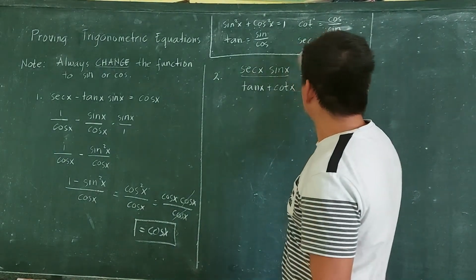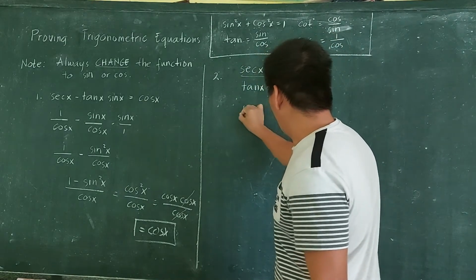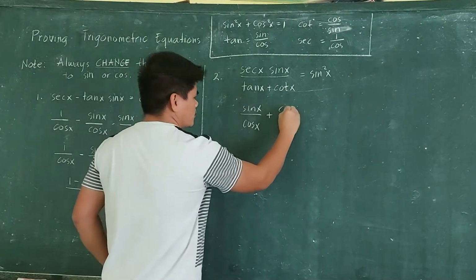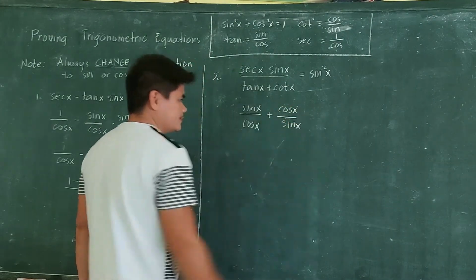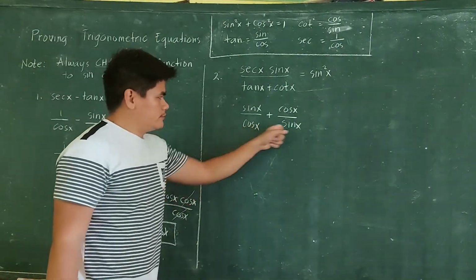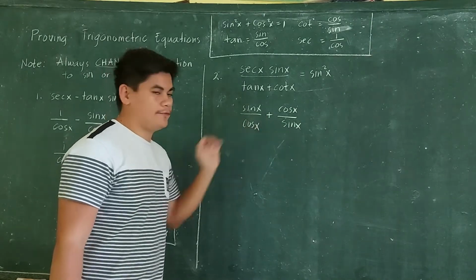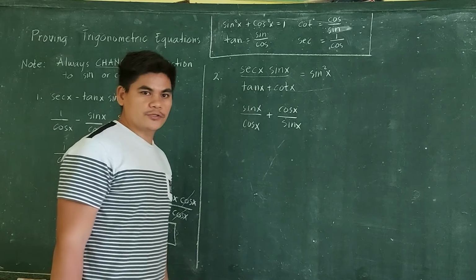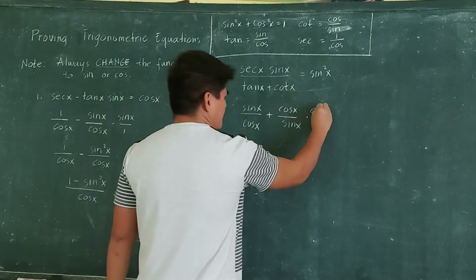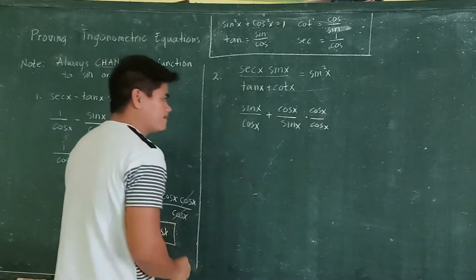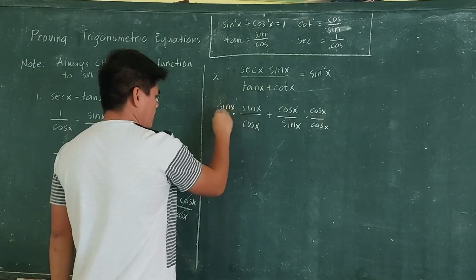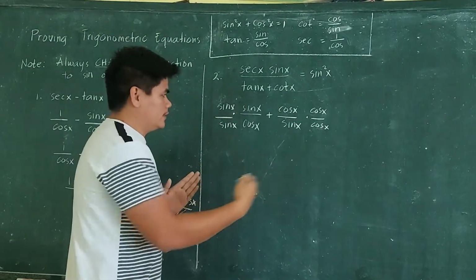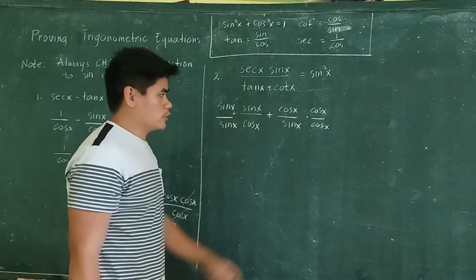Okay? So tangent x is sine x over cosine x plus cotangent is cosine x over sine x. Now, we cannot proceed on adding these two fractions because they have different denominators. So we will change their denominators in order for their denominators to be equal. So we are going to multiply by 1, where we have cosine x over cosine x here, and this part here is sine x over sine x. Sine x over sine x is 1, cosine x over cosine x is 1, so we didn't change the function because we multiplied it by 1.